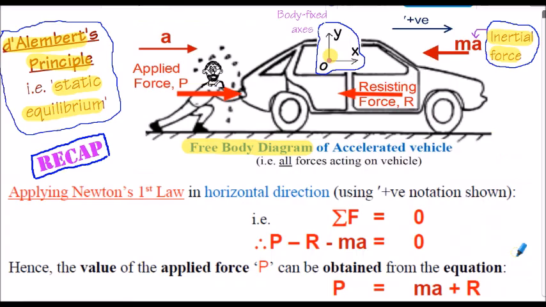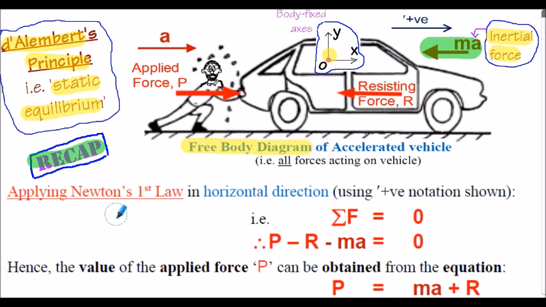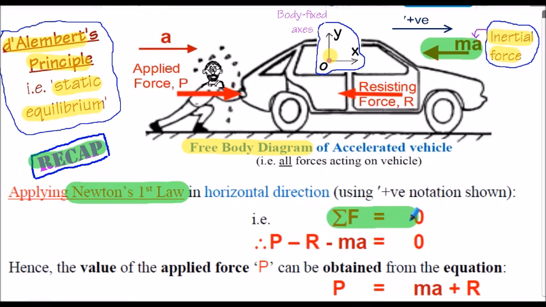Here's an extract from the previous presentation related to applying D'Alembert's principle in the horizontal direction. So just a brief recap here. From our previous presentations, when we apply D'Alembert's principle, we have to include the inertial force, the MA force. And always remember that the inertial force opposes change in motion. So the acceleration shown here is from left to right. The direction of the inertial force will be from right to left. And then we effectively apply Newton's first law of summation of all the forces equal to 0. So this is motion in the horizontal direction.